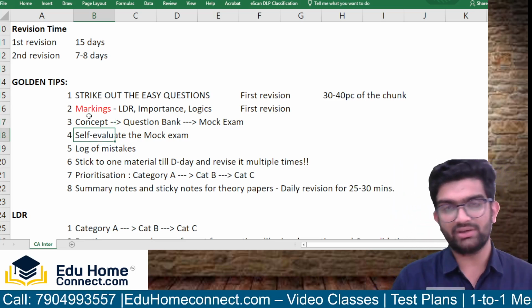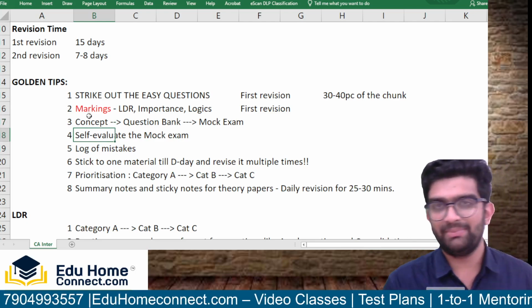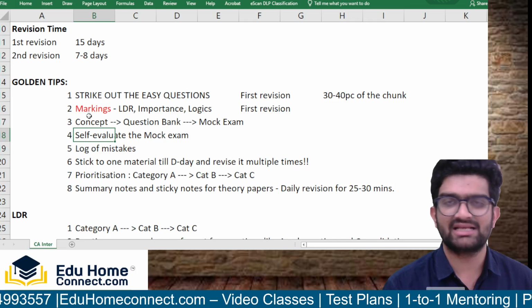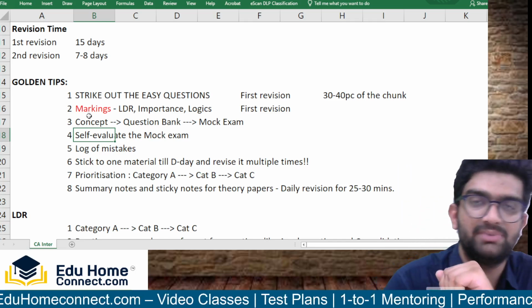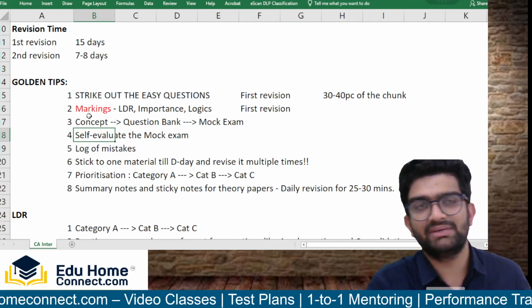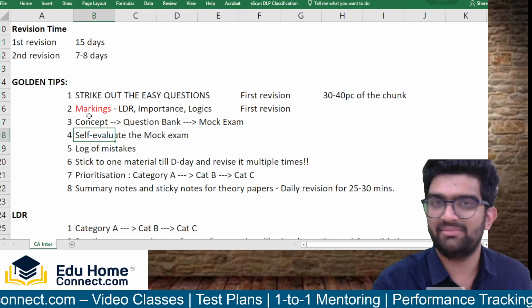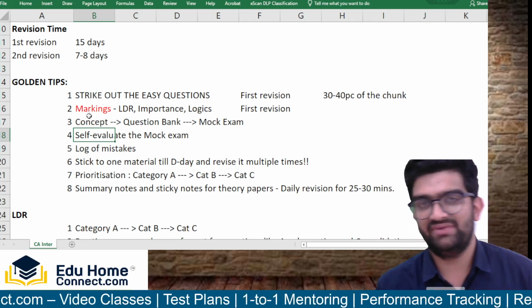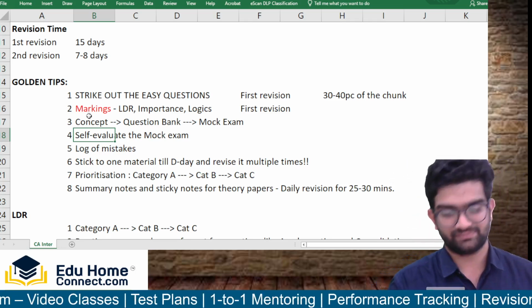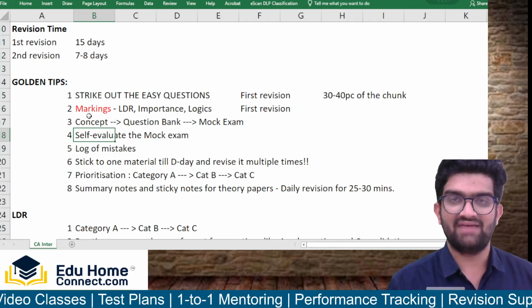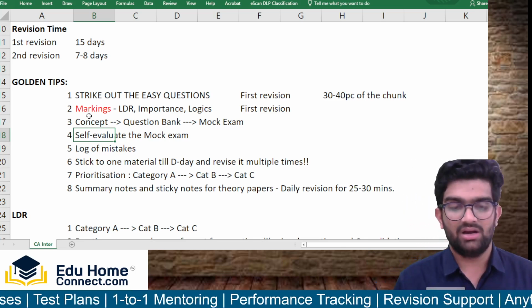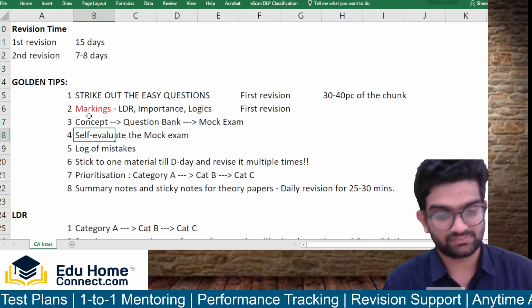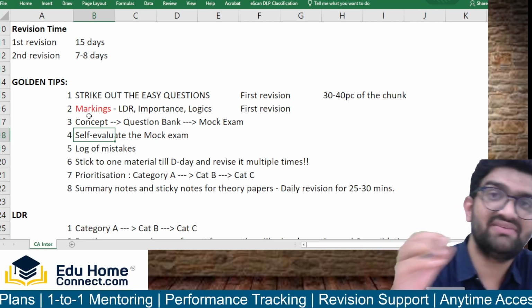Now, talking about mock exams, you might be enrolled in a test series platform where experts would be evaluating your papers. And undoubtedly the benefits of a test series platform are immense. Even we at Edu Home Connect are a test series platform where we have expert faculties who correct the papers. We have an online interactive dashboard, but keeping all of that aside, you also need to self-evaluate your mock exam.